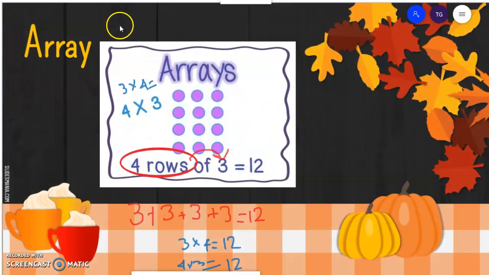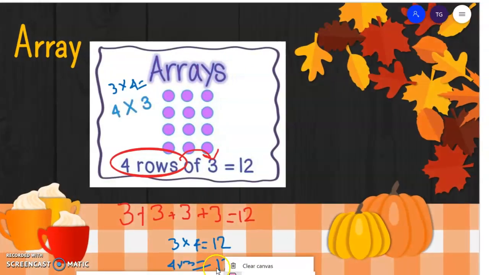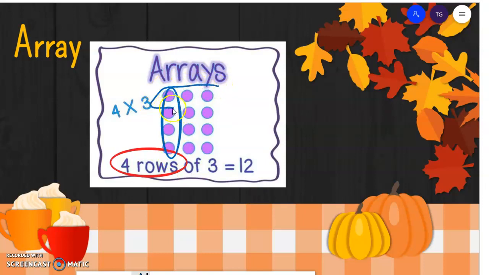Another strategy, another representation is multiplication. And so here I want to show you how our model represents what we see here, which is our number sentence, 4 times 3, which is equal to 12. So here are my rows. I have 4 rows. And in each row, there are 3 purple dots.